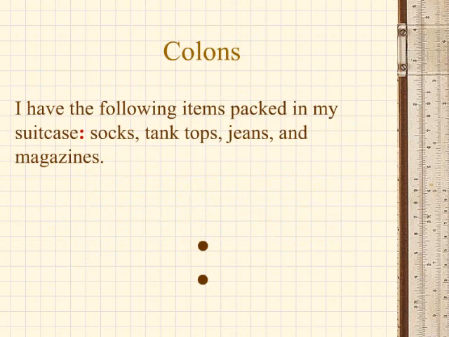Now that we've gone over quotation marks and commas, let's explore other types of punctuation marks. Next, we'll talk about colons, dashes, hyphens, parentheses, and semicolons. A colon is used at the end of a complete statement to introduce a list, a long quotation, or an explanation. I have the following items packed in my suitcase: socks, tank tops, jeans, and magazines.